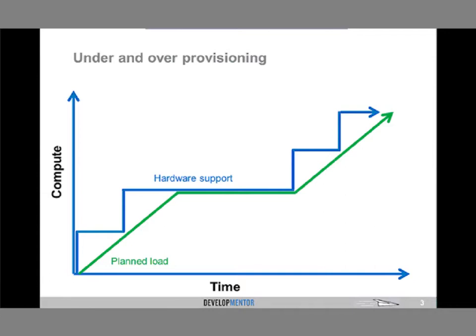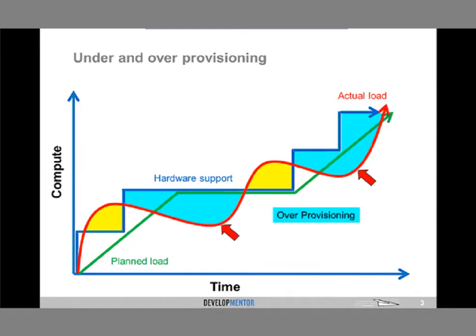But then the actual users start hitting your site, and that curve is never exactly as you had planned. And so maybe that looks like this. There's two aspects that the cloud can help with here. The areas in light blue there, those are areas where you have over-provisioned. You are paying for a lot of hardware that you don't actually need right now. And that's a problem, but it's not a huge problem.